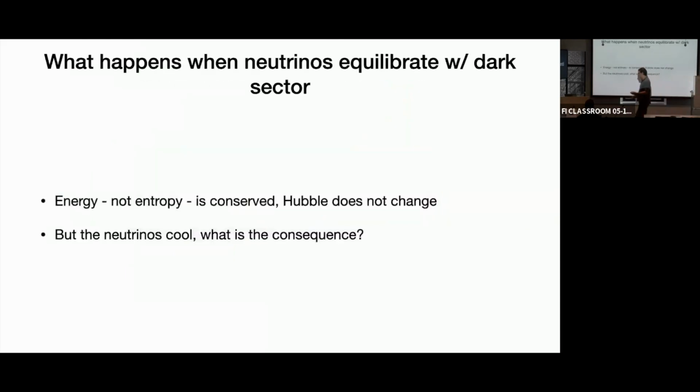So what happens when neutrinos equilibrate with this dark sector? Well, energy is conserved, not entropy. This is not an equilibrium process. So Hubble doesn't change. You basically just take particles that were in standard neutrinos and send their energy over to the dark sector. But when you do that, the neutrinos cool off.